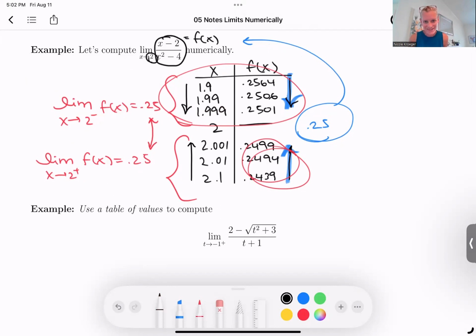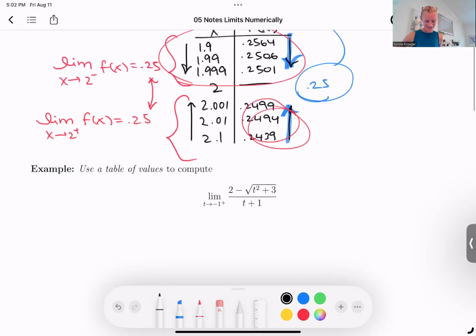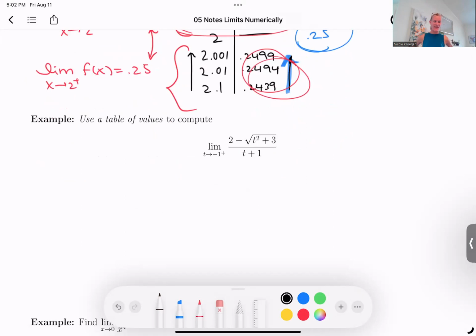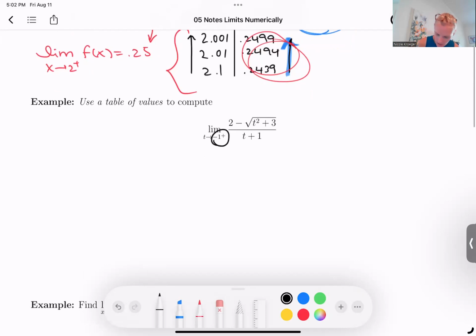So let's use a table of values to compute this next one as well. Why don't you look at this and try it on your own before you watch my answers? But if you're ready to go ahead and start working and have tried it, we notice that this one's just a right-hand limit. So I just need numbers that are a little bit bigger than -1.